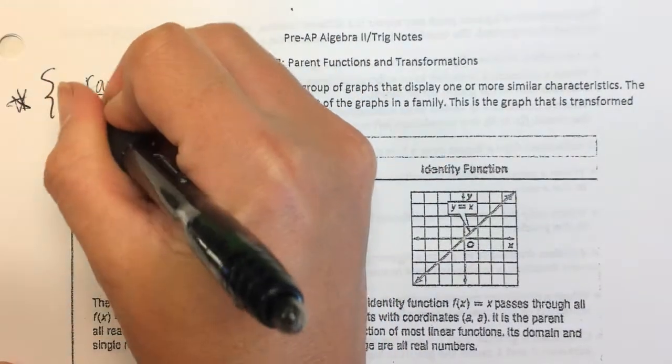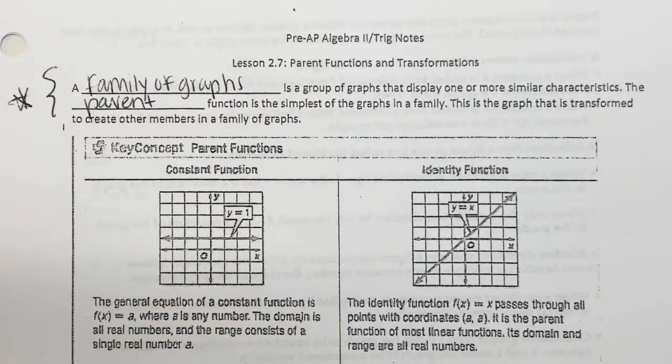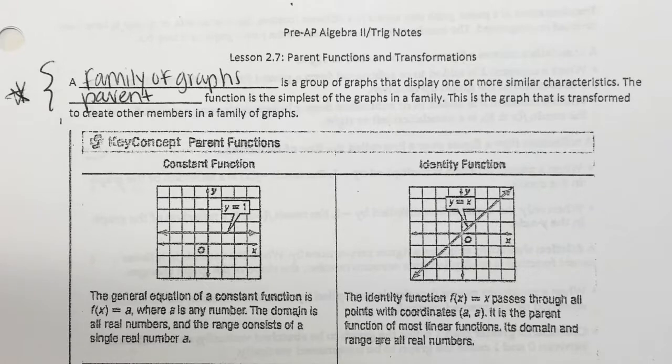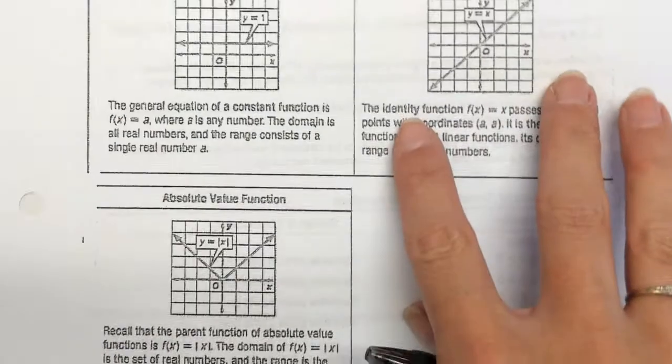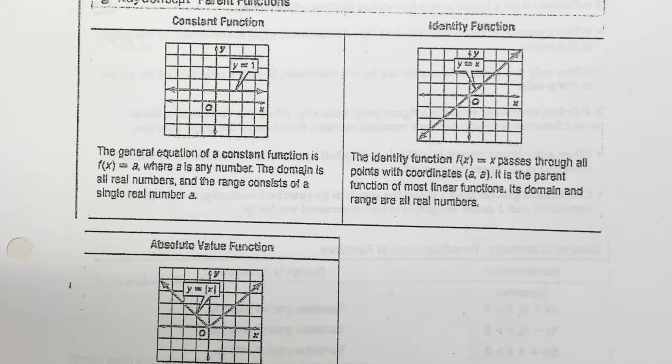The parent function is the simplest of graphs, the simplest one. And these are the graphs that we're going to be transforming today. We're only having to look at 3 parent graphs, so you only have to memorize 3 for your test on Friday. And these are the 3 that I'm talking about: constant, identity, and absolute value.